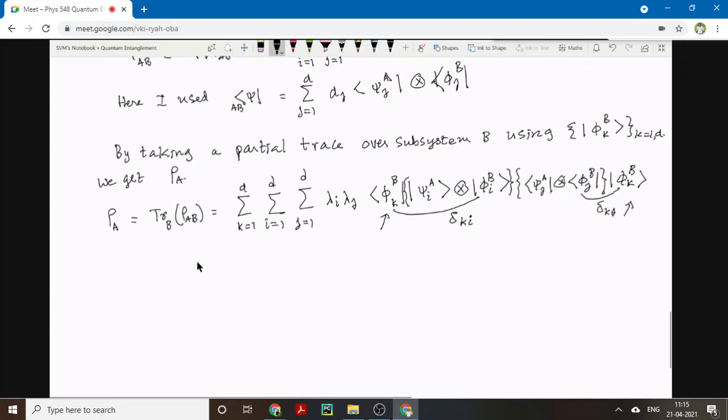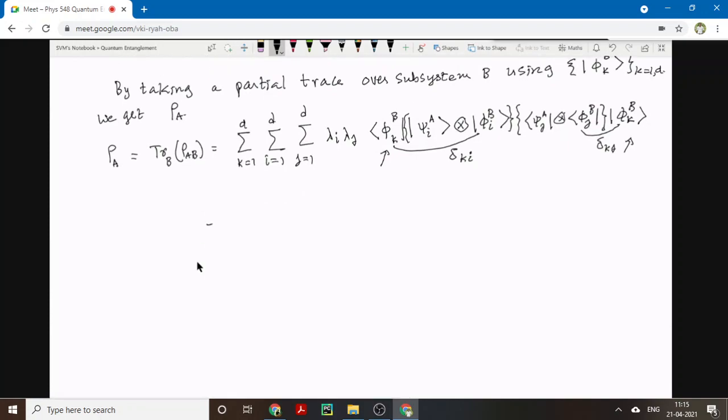Correct? So that means I am going to write this as sum over K is equal to 1 to D, I is equal to 1 to D, and sum over J is equal to 1 to D, lambda I, lambda J, and I have psi I A into delta K I into psi J A into delta K J.